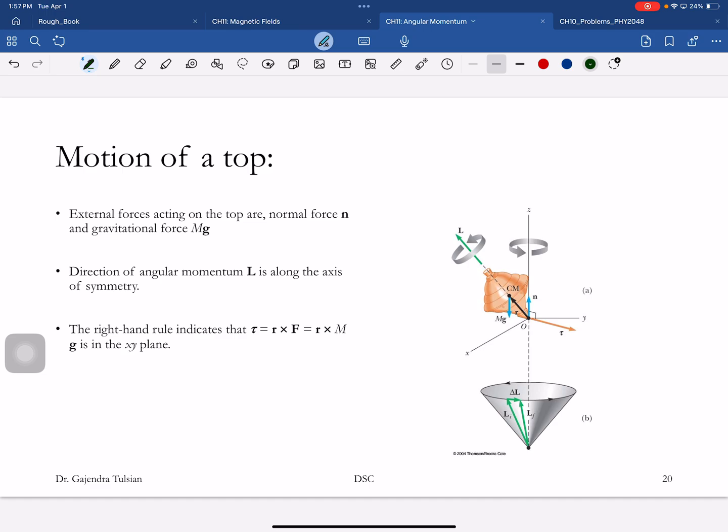Here's a very spectacular example of that phenomenon of precession. Again, you saw that when a torque acts on an object and it's not spinning, it just falls down. As soon as it's spinning, it starts precessing.